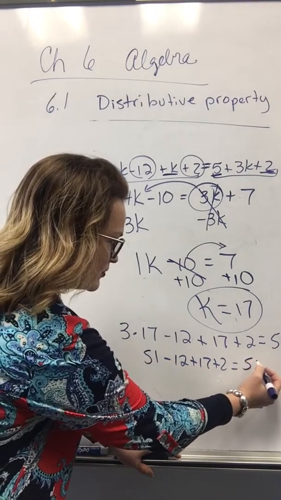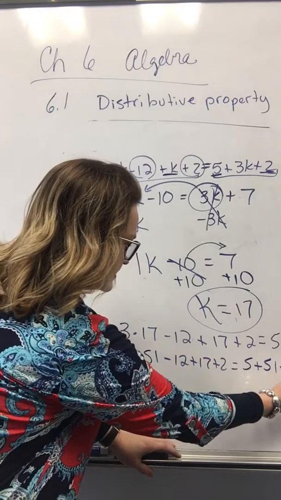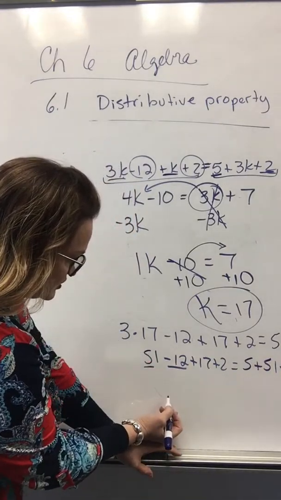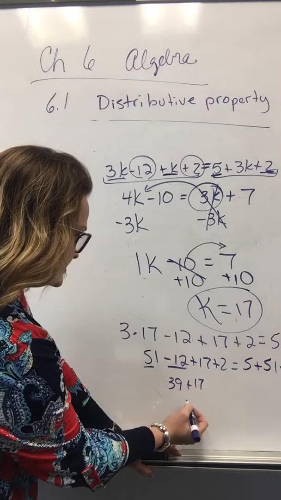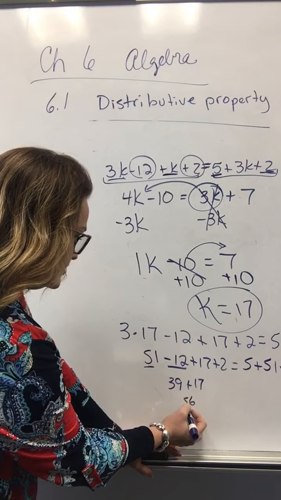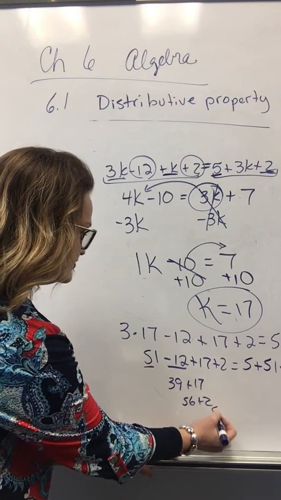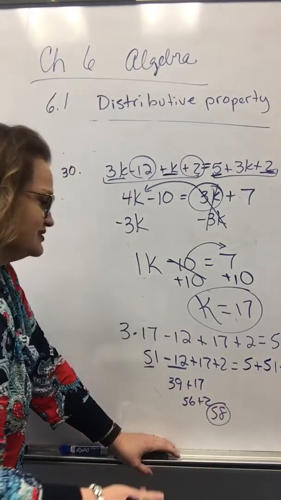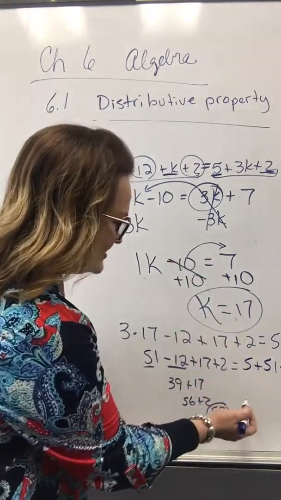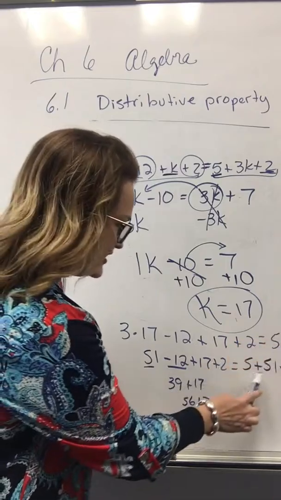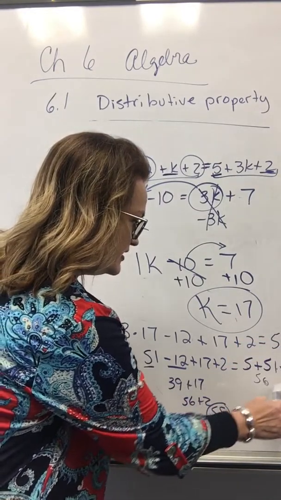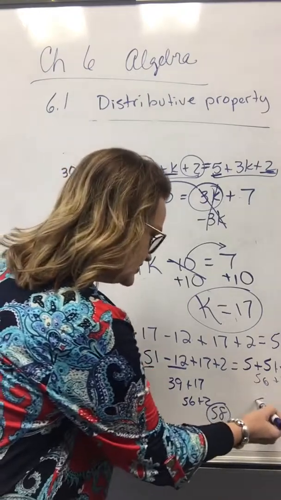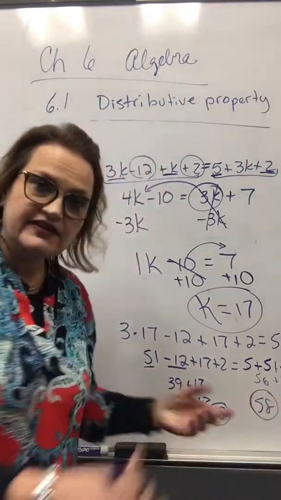Let's see, order of operations on each side. Okay, that's going to be 51 minus 12. What is that, 39? Plus 17 is 56, plus 2, 58. I hope. I'm trying to add and subtract in my head. That's never good. And then on the other side, 51 and 5 makes 56. And then plus 2. So the other side is also 58. And that's what we're looking for.